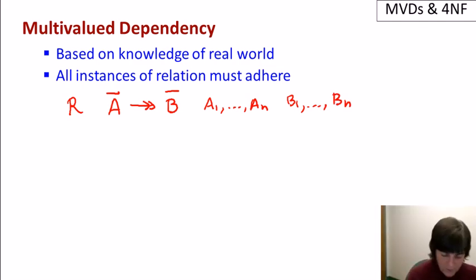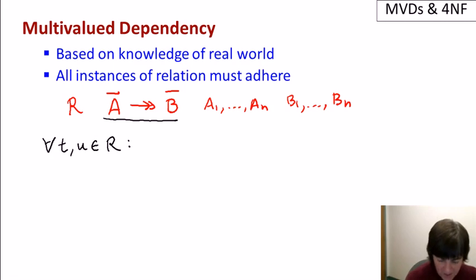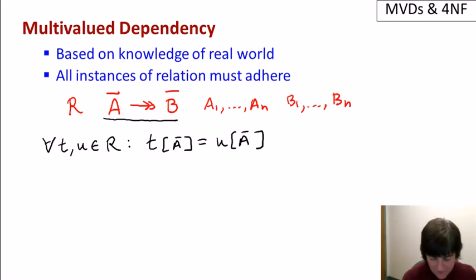So now let me write the formal definition of A multi-determines B, again using first order logic, similarly to what we did with functional dependencies, but this one's a bit more complicated. It says for all tuples T and U that are in relation R, if T with the attributes A of T equals U for the attributes A of U, again these are lists of attributes, so if the two tuples agree on their A values, then, and remember for functional dependencies it was simple, we just said they agreed on their B values, but now it gets more complicated.